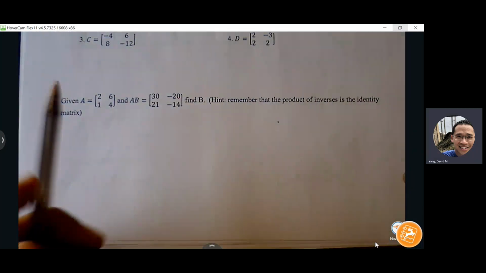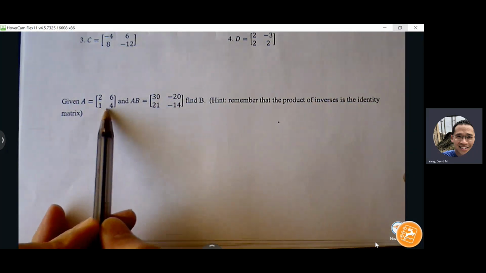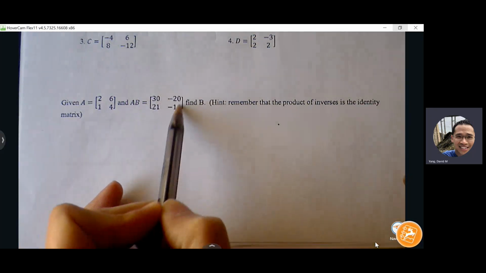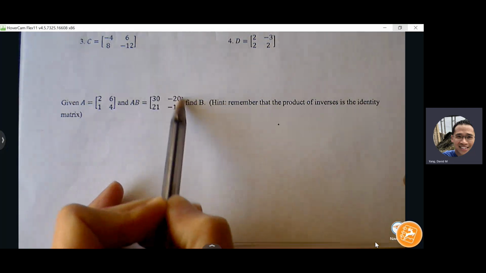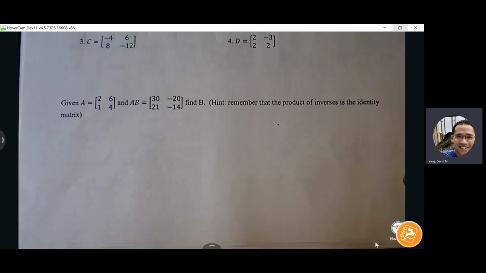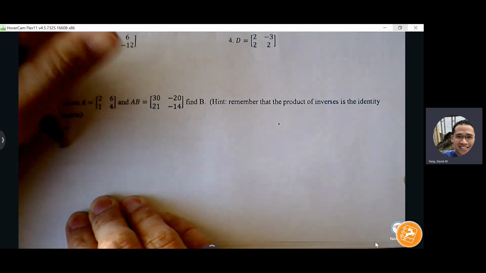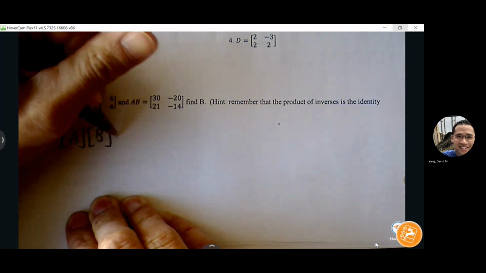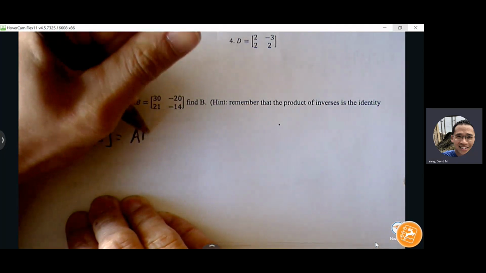Okay, so we're going to take that concept and apply it to this problem below. Let's say matrix A is this given here, and then if I were to multiply A times B, this would be the result, or quote unquote matrix C. It says find matrix B. Okay, so we know this is true, right? We know that matrix A times matrix B will produce this matrix AB.